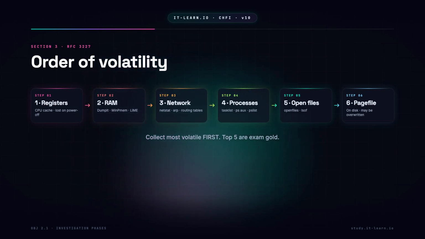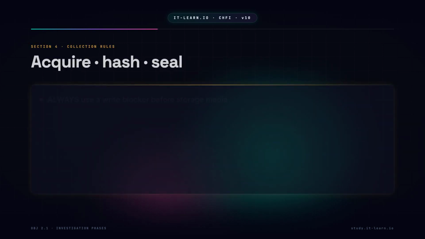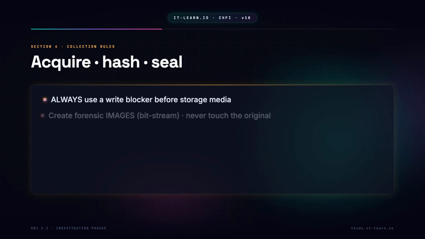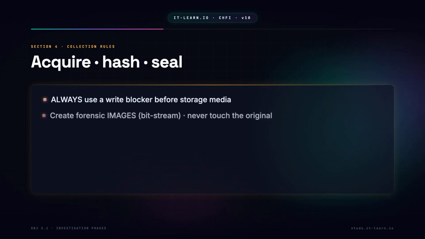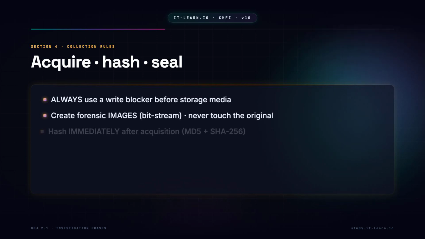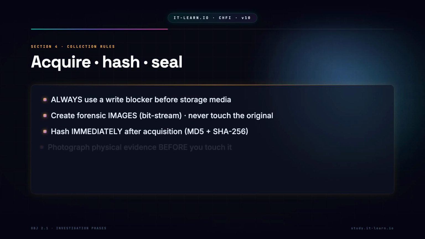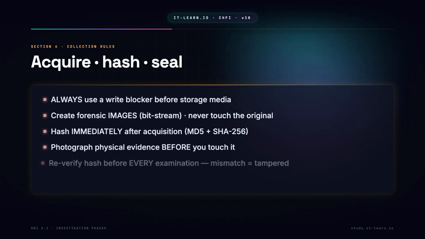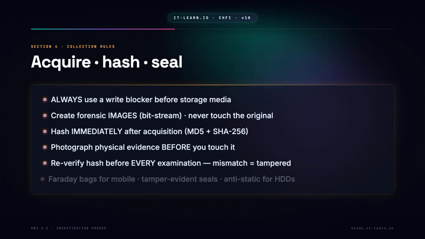Memorize the top 5: RAM, network, processes, open files, page file. Collection rules, burned into muscle memory. Always use a write blocker before connecting storage media. Hardware blockers: Tableau, WiebeTech. Software blockers: registry modification, hdparm. Create forensic images, bitstream copies. Never examine the original. Compute and document hash values immediately after acquisition. Photograph all physical evidence before you touch it.